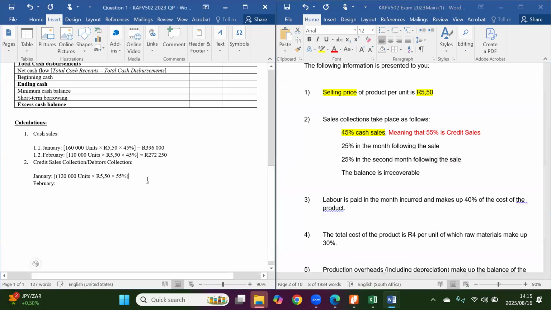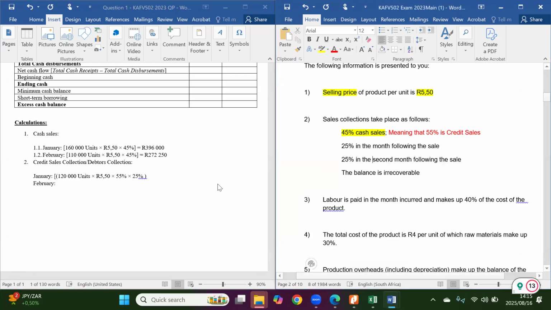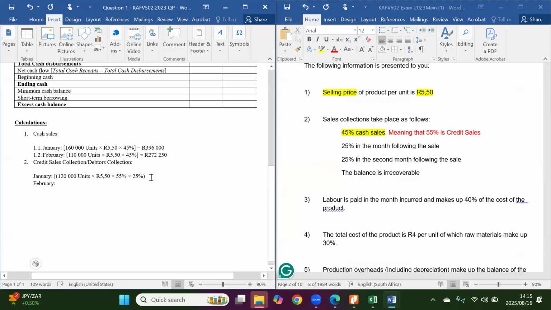Okay. So now, to make it easier, I'm going to just bring in another. So this will now be times 25%. Are we together? Notice the first part of this calculation is just to get the total credit sales for the month of November. And then we multiply it by how we are going to be collecting the credit sales. So there's 25% of it, which is collected in the second month, which is of course going to be the month of January. So this is how that calculation would look like. Are we together?